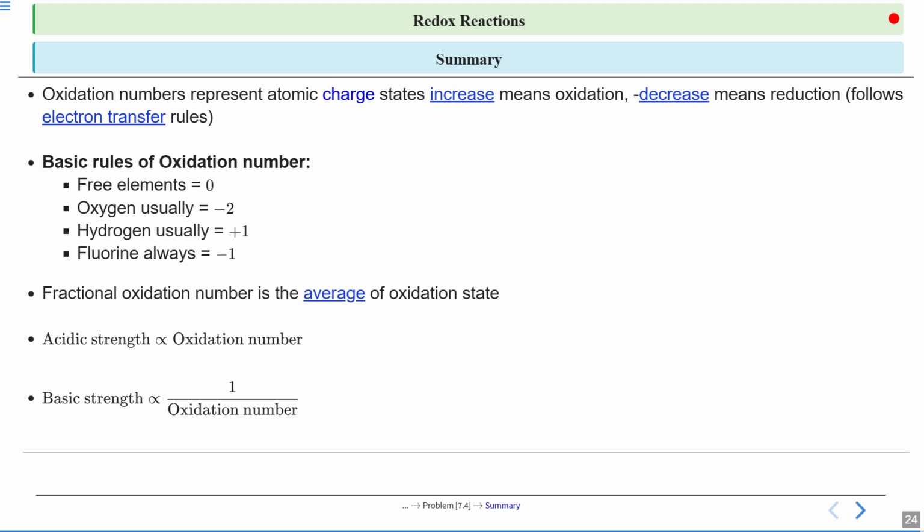That means if there is an element having a higher oxidation number, like +3, then going to +5, +6, that +6 one would have less basic character and more acidic character. So I hope all this is clear to you: what the oxidation numbers, stock notations, and fractional oxidation numbers are.